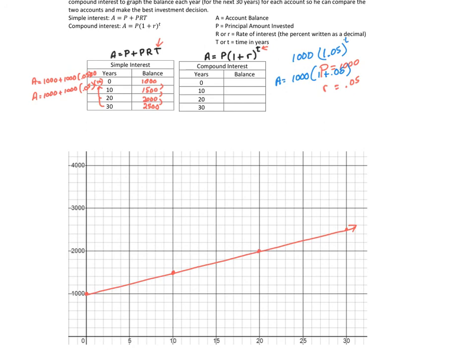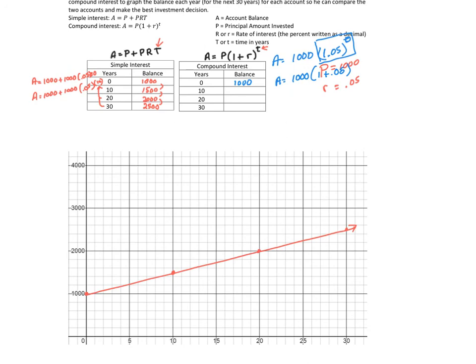Now the first power is going to be 0. So I'm going to put 0 there. All right, so do the math. That should be 1,000. Okay, do the math anyway. 1,000 times 1.05 to the 0 power is 1,000. Because 1.05 to the 0 power is 1, anything to the 0 power is 1, and 1 times 1,000 is 1,000. Should have known. Okay, for 10 years, 1,000 times 1.05 to the power of 10.